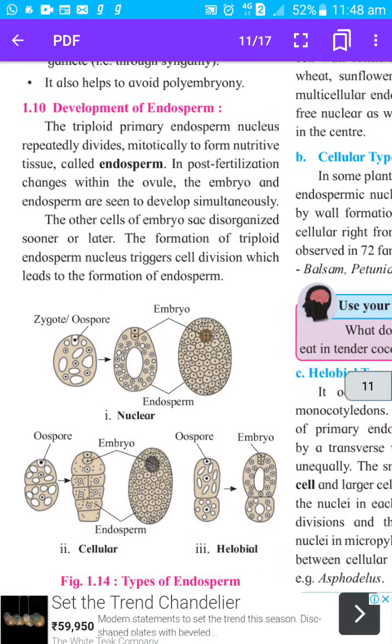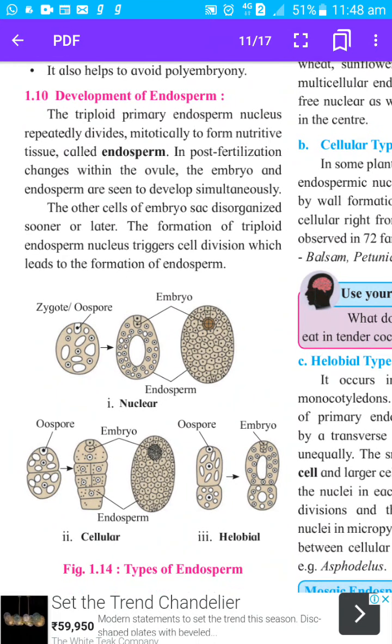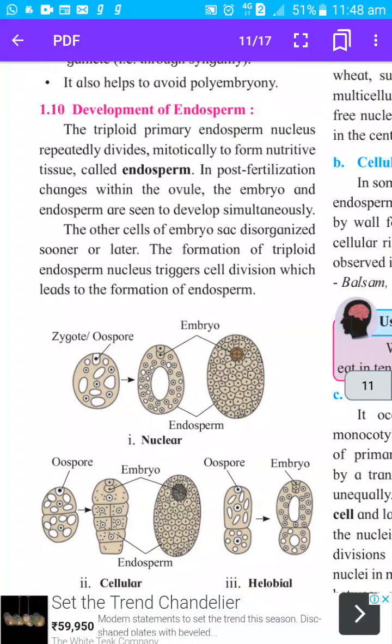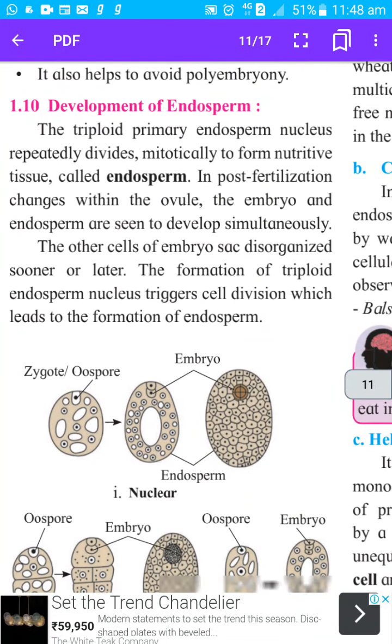As we have studied in double fertilization, there are two types of fertilization. Two times there is a fusion of male and female gamete. Then we have studied the formation of triploid primary endosperm nucleus in the last lecture. From that there is a development of endosperm. So endosperm develops from PEN, or primary endosperm nucleus.